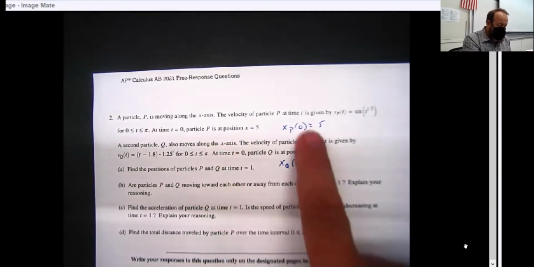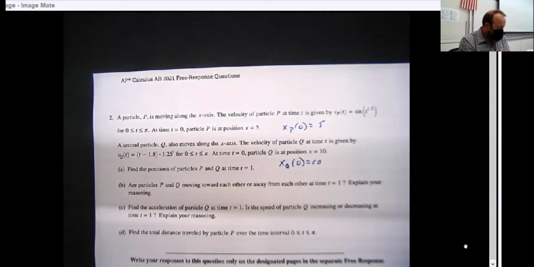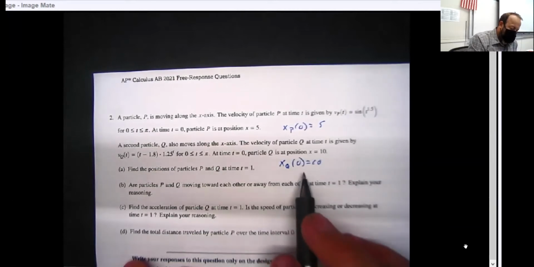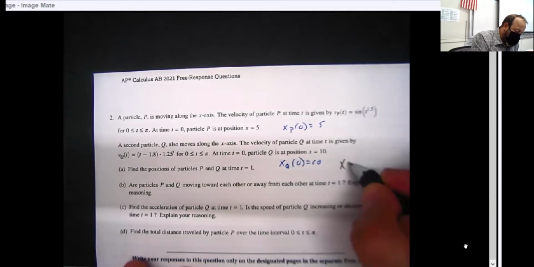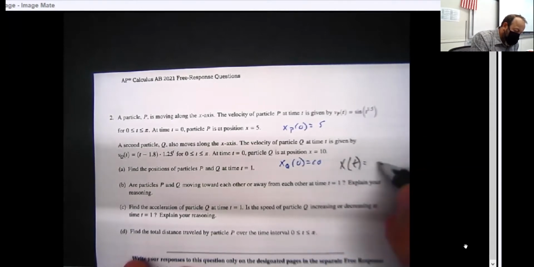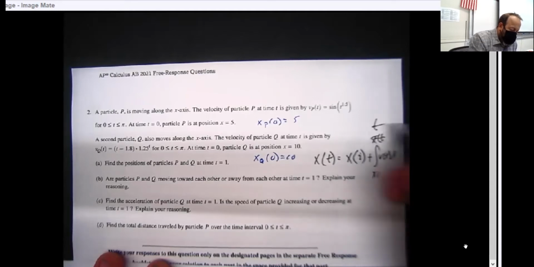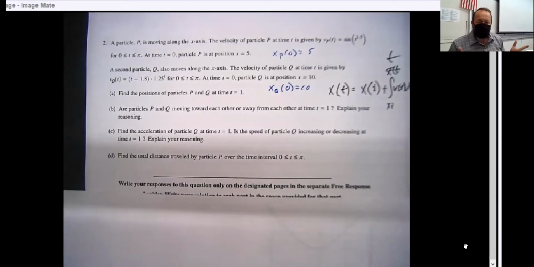So I made a little notation to myself off to the side. You want to remember that fundamental theorem of calculus: the position at some time t is equal to the position at some given value, which I'm going to call x sub I, some value we know, plus the integral from that x sub I up to the time we're interested in of v of t dt. So we need to look at that very carefully. This one is one of the more straightforward problems.